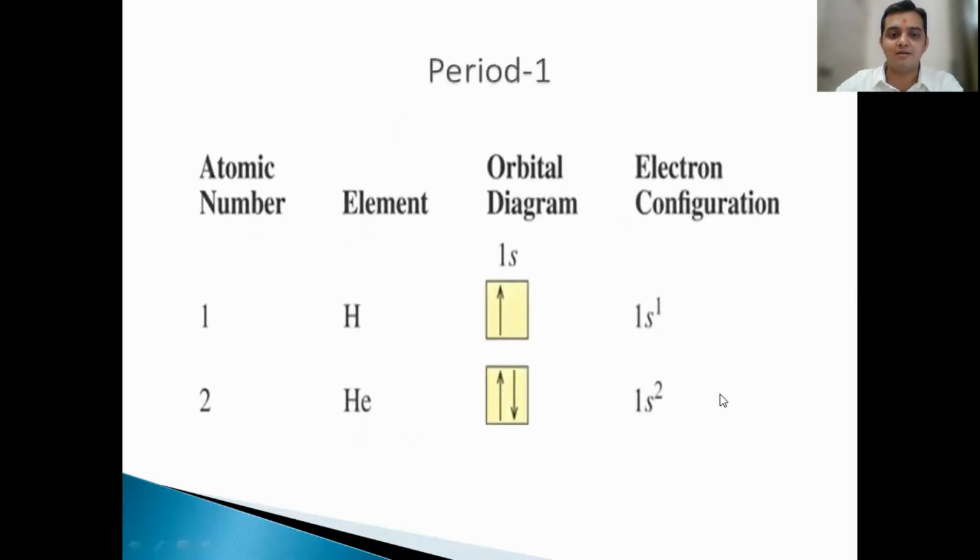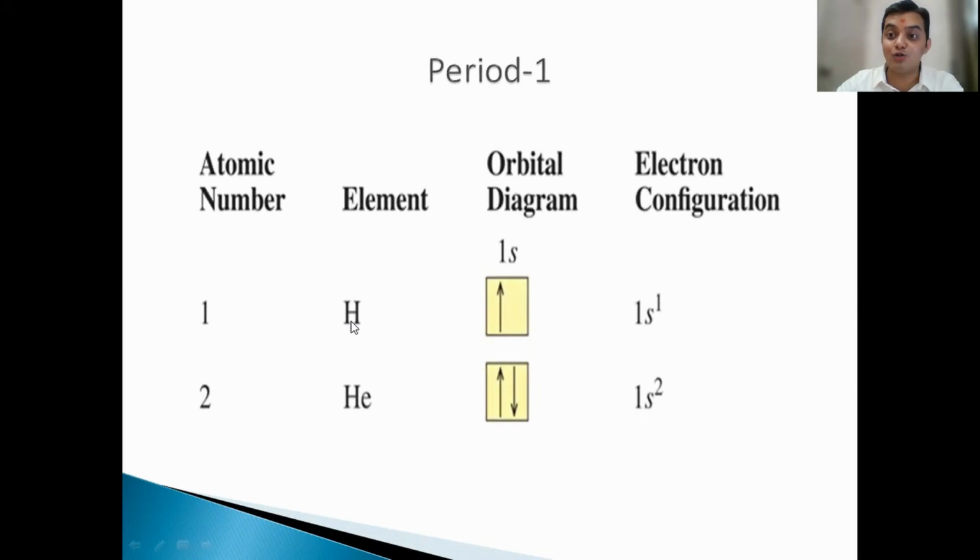Then period 1. Period 1 is what? Hydrogen 1. So we write 1s1. So one electron goes into 1s1. Helium is what? Atomic number 2. So both the electrons will go into the s orbital, because you remember the s orbital capacity is 2 electrons. Don't forget the last lecture: s capacity is 2, p capacity is 6 electrons, d capacity is 10 electrons, f capacity is 14 electrons.